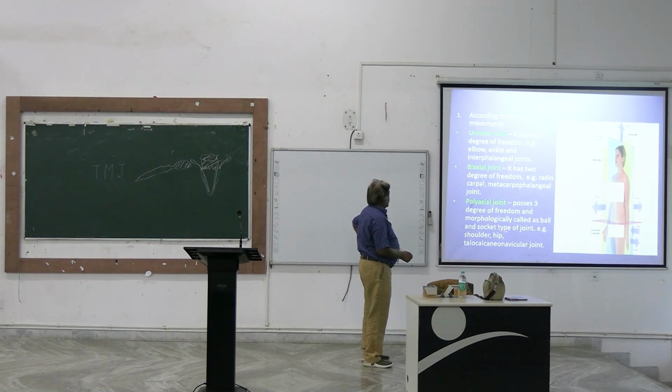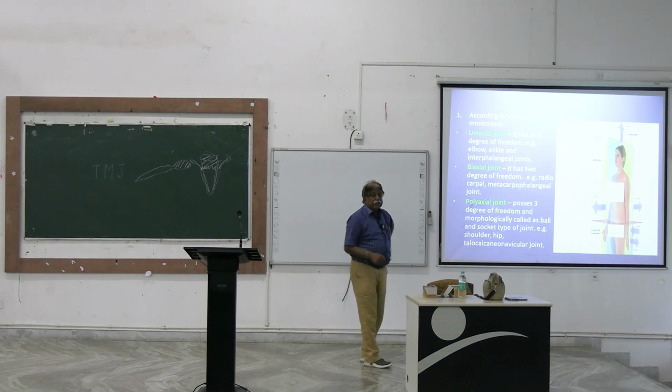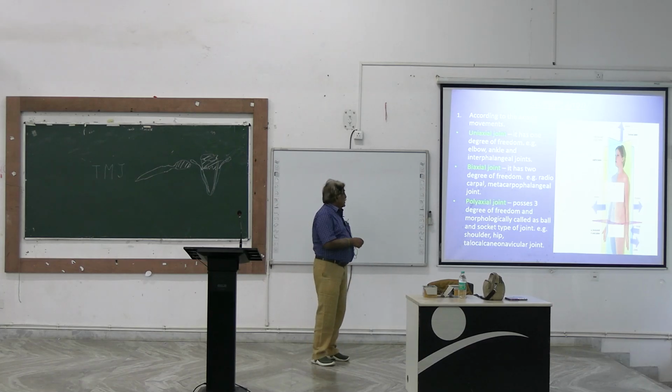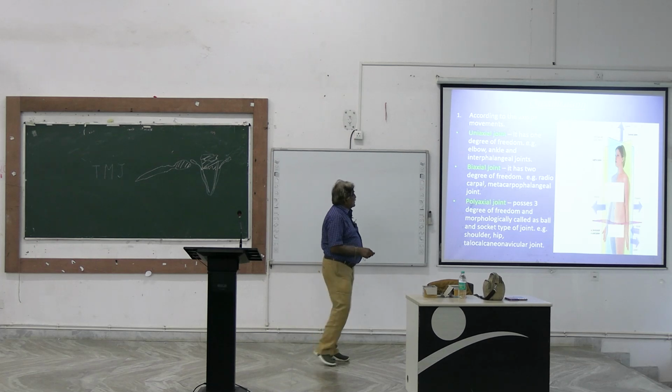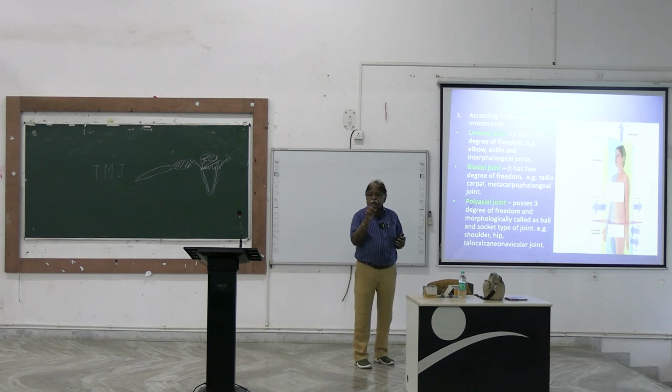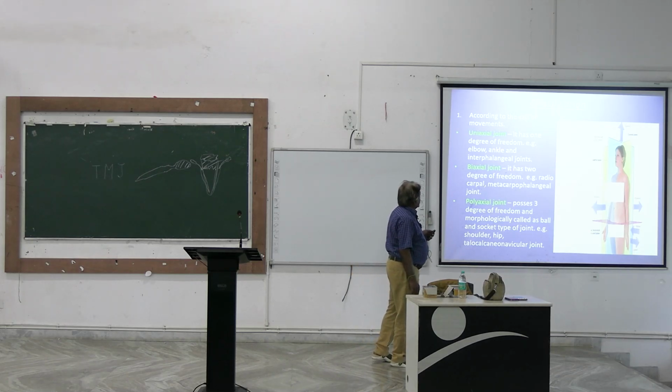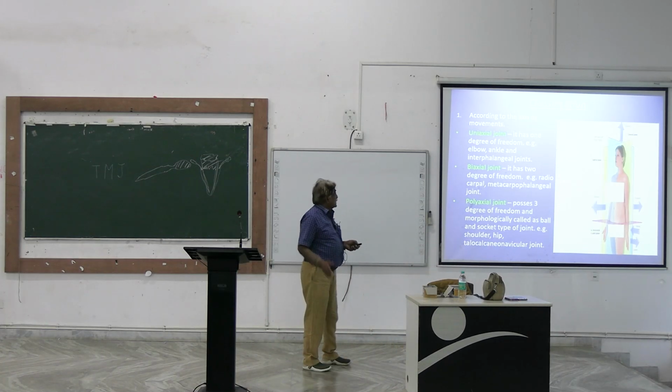Morphologically it is called the ball and socket type of joint. Example, shoulder, hip, talocalcaneonavicular joint, your hip joint and your shoulder joint. This is polyaxial. That means it moves in different axes. Biaxial has 2 degrees of freedom: radiocarpal, metacarpophalangeal joint. Now, you can see here the body plane, the axis is there.